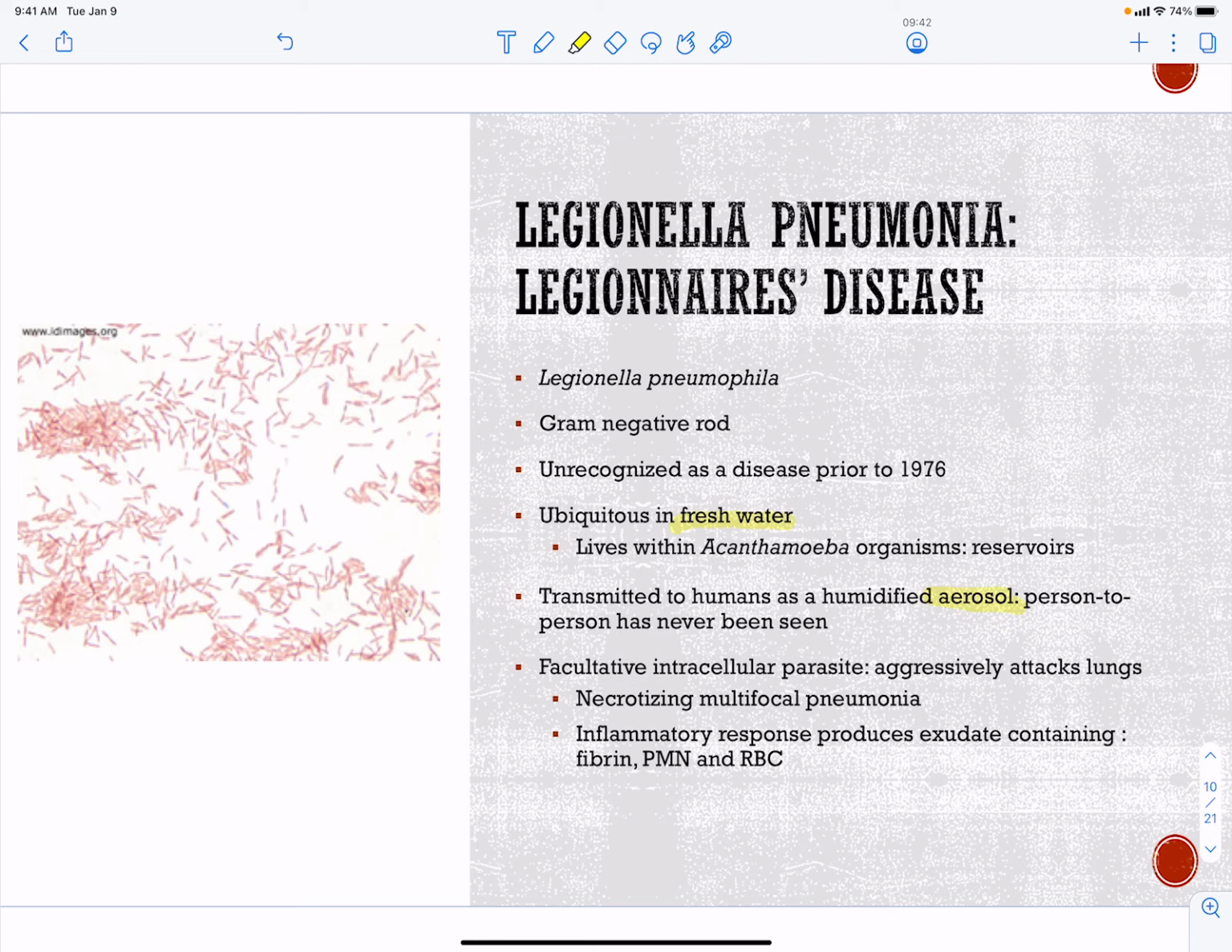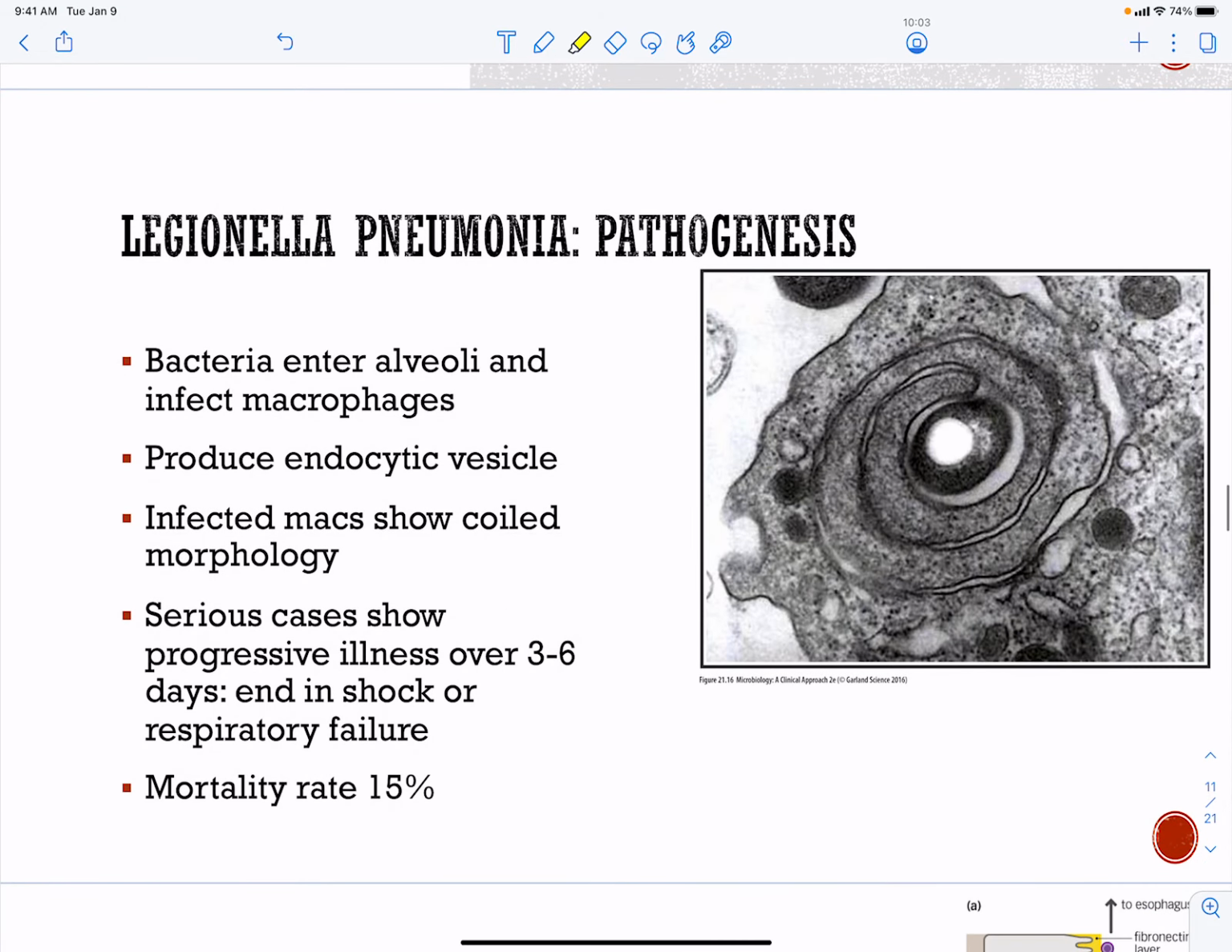Now, it is a facultative intracellular parasite, so it's going to attack the lungs and cause a necrotizing pneumonia. You're also going to have a more typical immune response with your neutrophils infiltrating, for example. This guy is also going to infect your macrophages, and your macrophages that are infected have this sort of coiled morphology. The mortality rate is relatively high with respect to atypical pneumonias, about 15%.